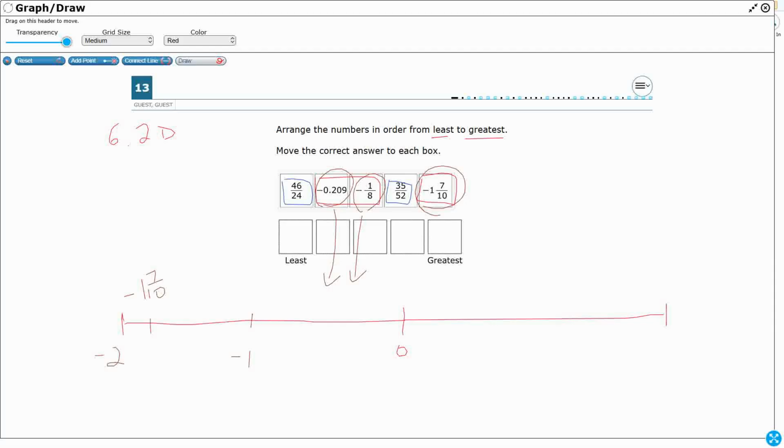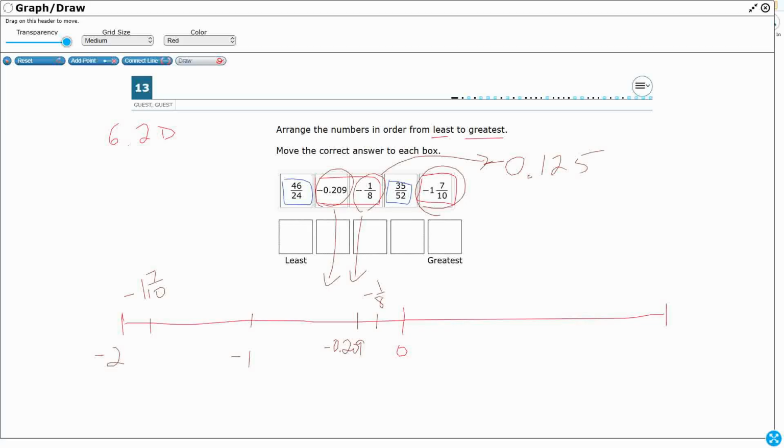Now I've got to figure out -1/8. So if I were to change my eighths, right, that's a benchmark fraction I should know. 1/8 is 0.125. So a -1/8 is going to be -0.125. So I'm going to have to put my -0.209 a little bit farther away from my -1/8. It's -1/8, it's -0.125, that's closer to 0.